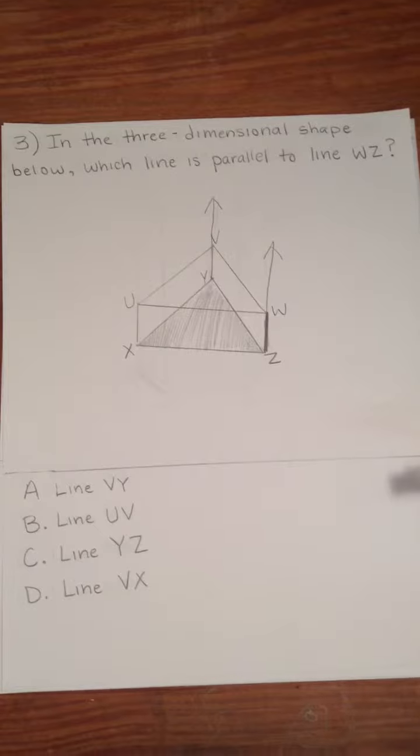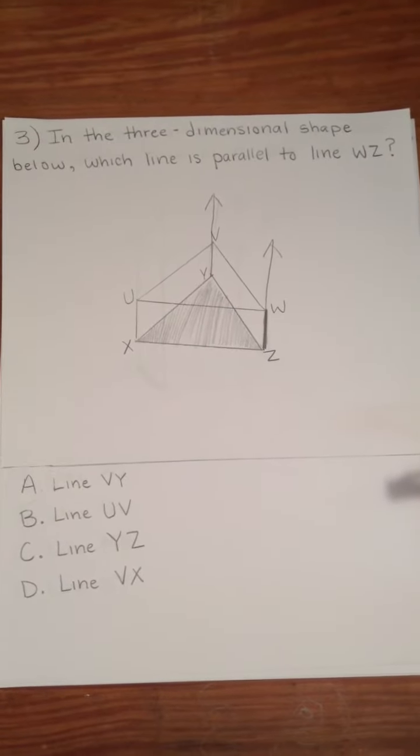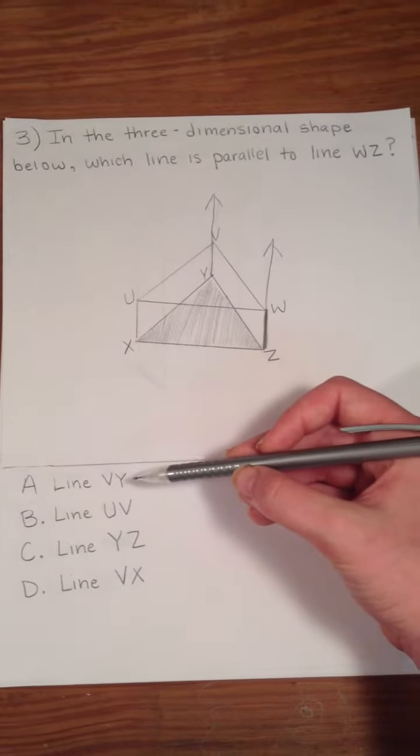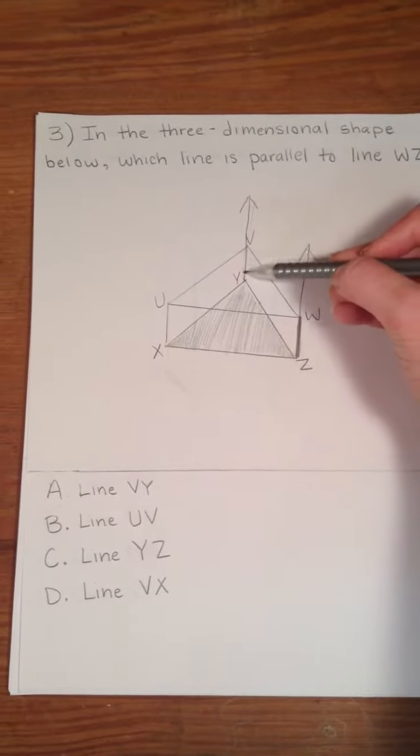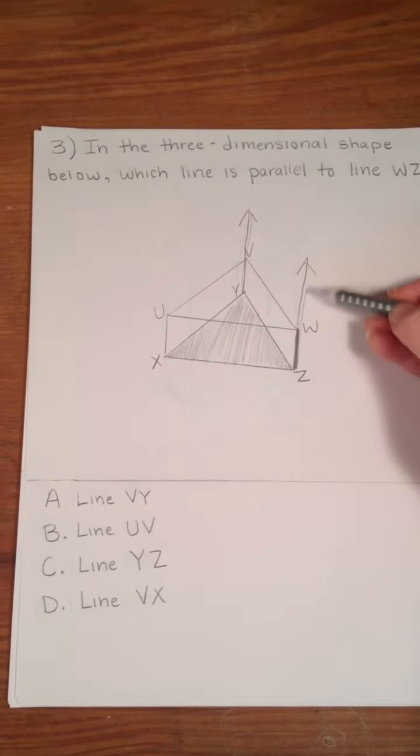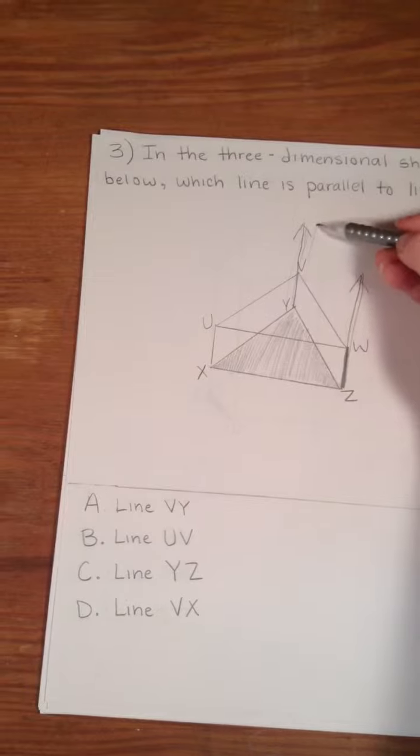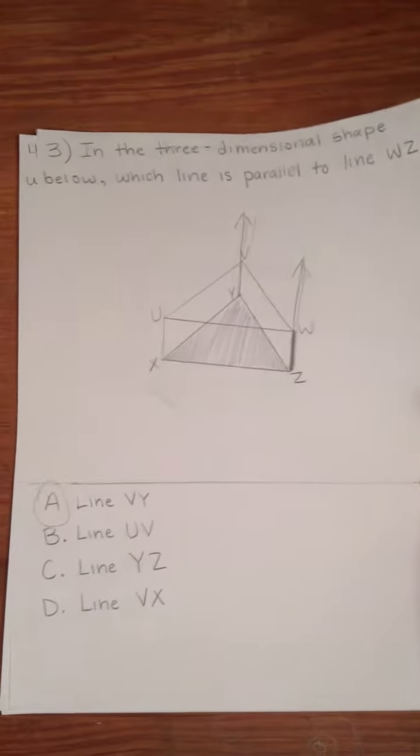Number 3. In the three-dimensional shape below, which line is parallel to line WZ? So, choice A is line VY. VY, we'll see, is right over here. VY would be the answer because if we extend them up this way, then they would never touch. So, choice A is the answer to number 3.